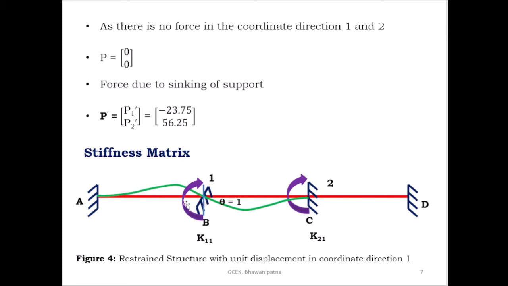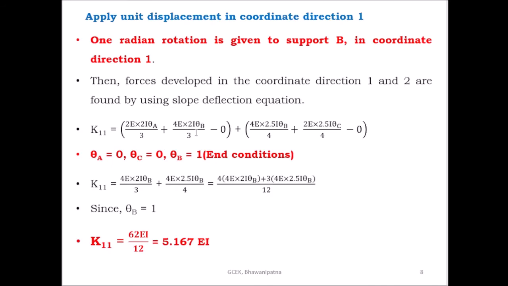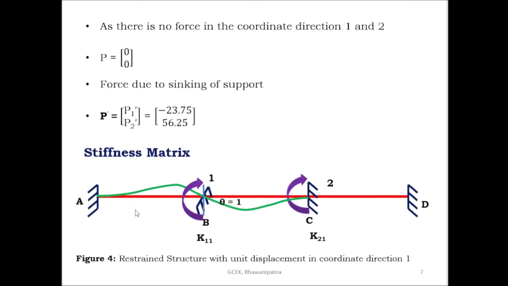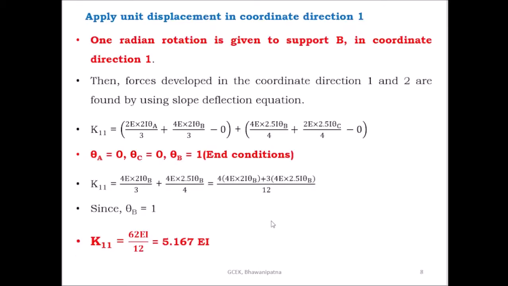So this is 4EI theta B by L plus 2EI theta A by L, and from this span, K11 is equal to 4EI theta B by L plus 2EI theta C by L. So this is the equation for K11. For AB span the I value is given 2I, and for BC span the I value is given 2.5I. So here you take 4E into 2I theta B by 3 plus 2E into 2I theta A by 3 plus 4E into 2.5I theta B by 4 plus 2E into 2.5I theta C by 4.